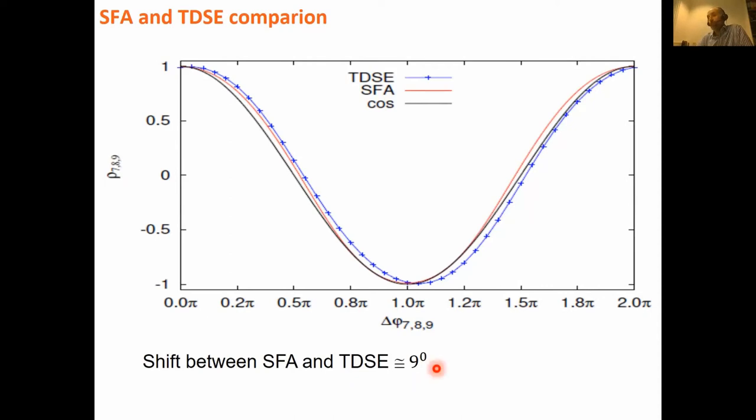The only difference, and we took this into account in the reconstruction, is that between the SFA and the time-dependent Schrödinger equation simulation that were done by Ken Schaefer and his group, there is a small offset on the order of 9 degrees that you can see here. This is because in the SFA, we do not consider the continuum phase, and in general we don't consider the atomic phase, which is added to the photoionization process. But this needs to be considered when we reconstruct the attosecond pulse train. So we used the curve measured from the experiment, and we just shifted it by this small amount in order to get the correct calibration curve that was used in the reconstruction.